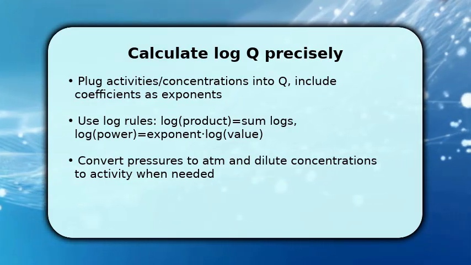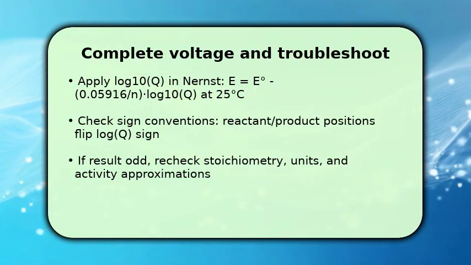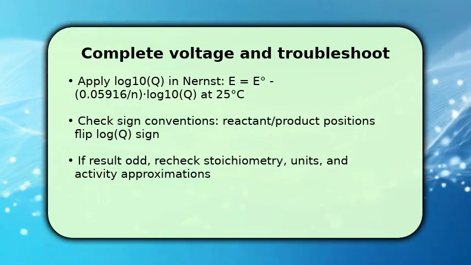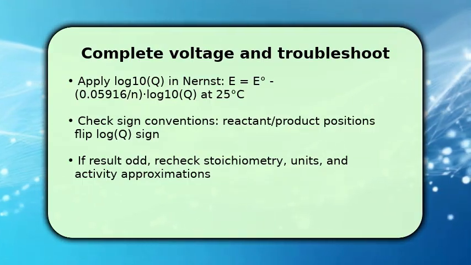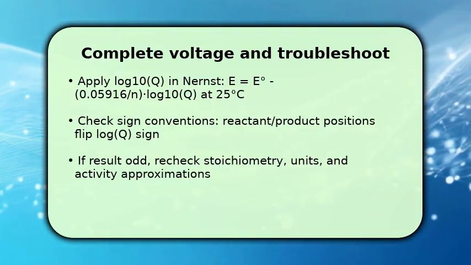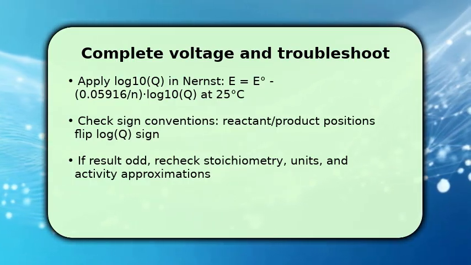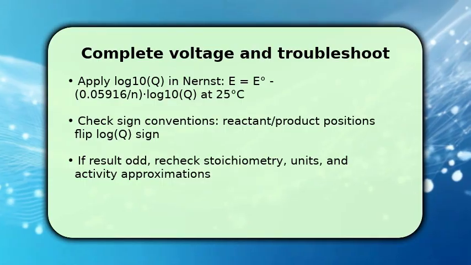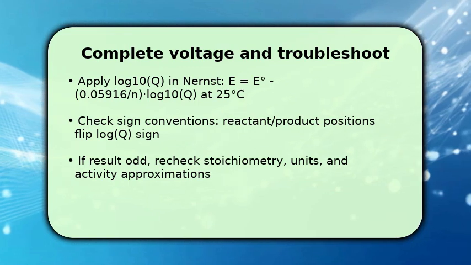units throughout. You finish by inserting your computed log 10 Q into the Nernst form E equals E degrees minus 0.05916/n log 10 Q at 25 degrees C. This yields the cell potential adjusted for non-standard conditions. Remember why the sign matters. Swapping numerator and denominator in Q flips the sign of log Q and thus the voltage correction.